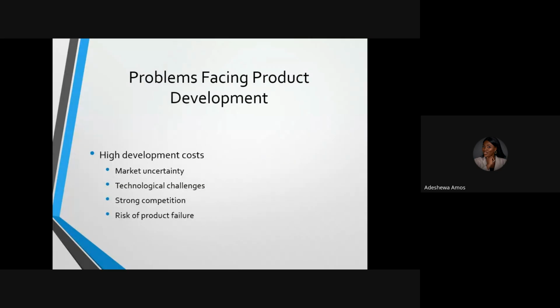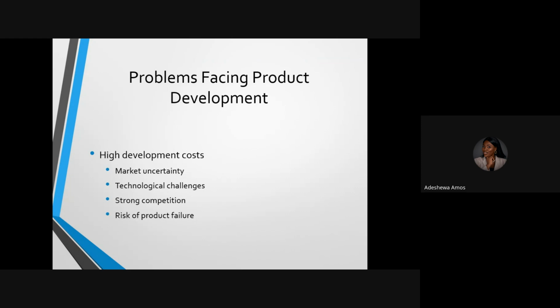Now we have strong competition. You see, with this one, your competitors are not even allowing you to survive very well in the market. So anytime you try to move forward, they pull you back. So it will be difficult for you to come with a product that would definitely satisfy the customers.